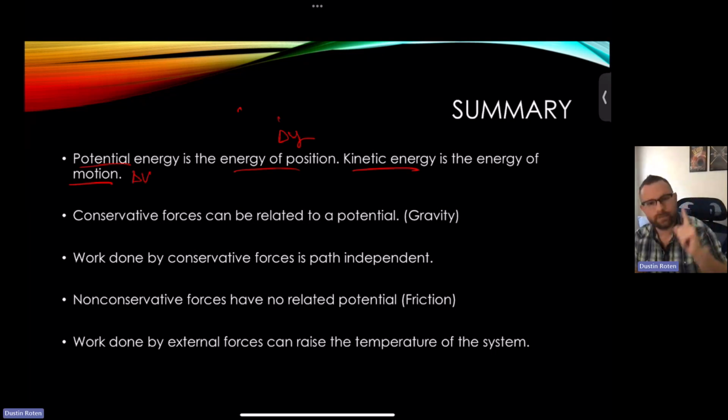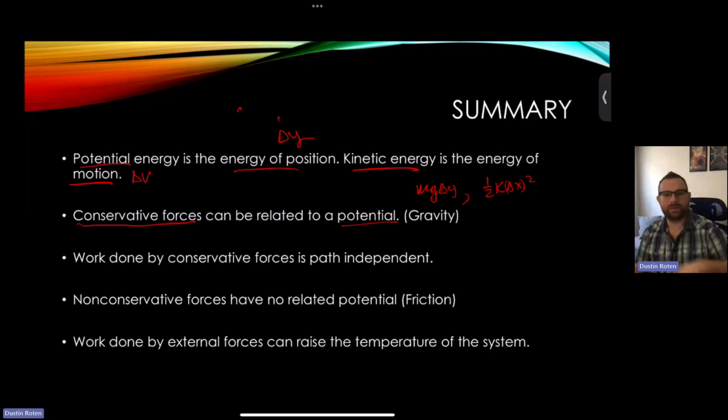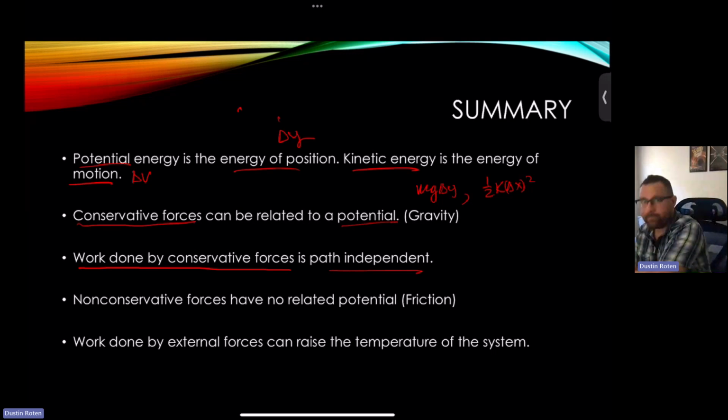Conservative forces can be related to a potential. I have gravity listed here because we have mg delta y. Hooke's law, which we talked about, we have 1/2 k delta x squared. We can also relate that force to a potential. Those are always conservative forces. Work done by conservative forces is always path independent. So we never care how the object gets from point A to point B. The work done is the same if the force is conservative.